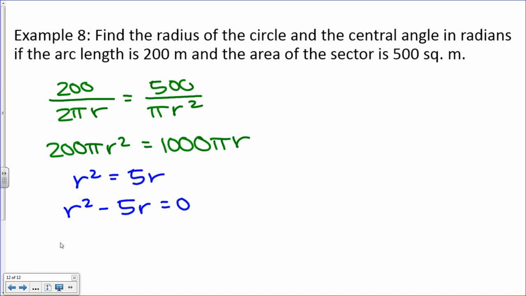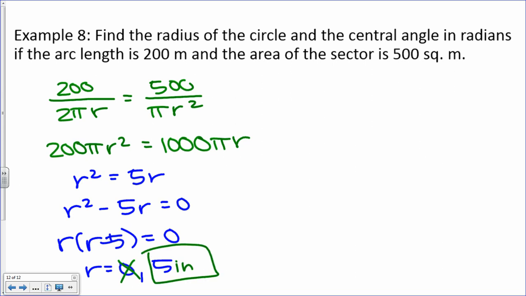You have two terms, both have a variable, so I'm going to pull out an r, and this tells me then that my radius is either 0 or 5. Since we're dealing with a circle, a radius of 0 doesn't really make sense. It wouldn't exist then, you wouldn't have a circle. So what we know is our radius is 5 inches.